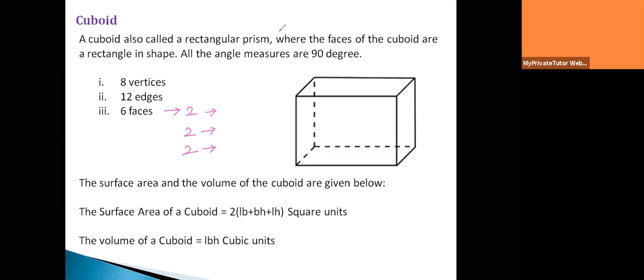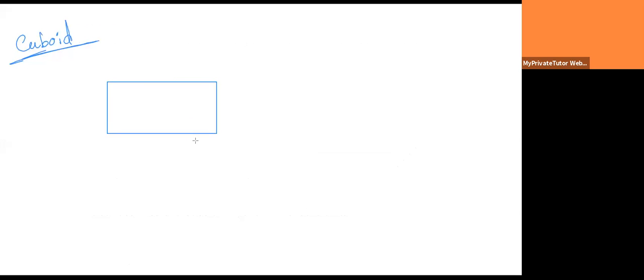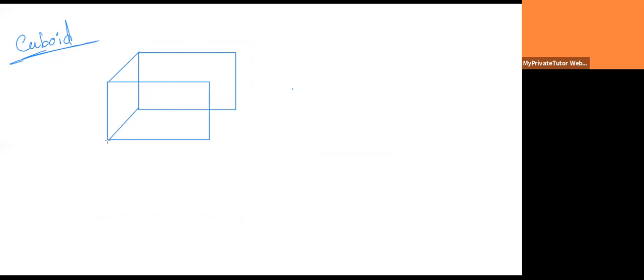So let me draw a cuboid quickly, guys. Just excuse me a moment. I hope it looks like a cuboid, isn't it? I'm just trying to shade it to understand.